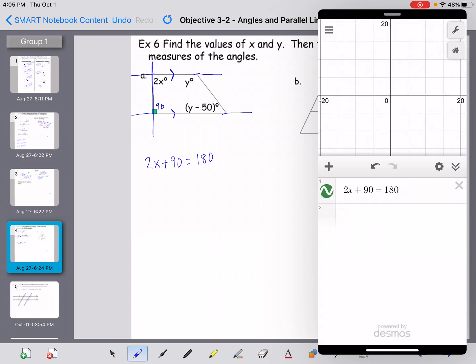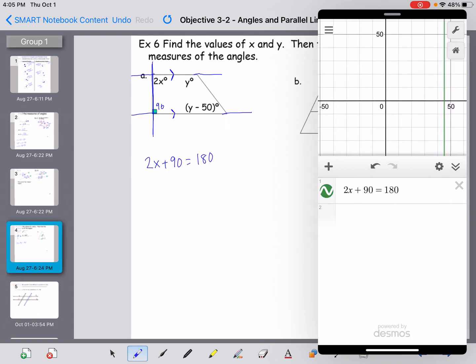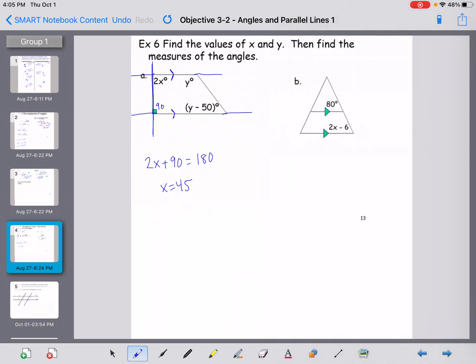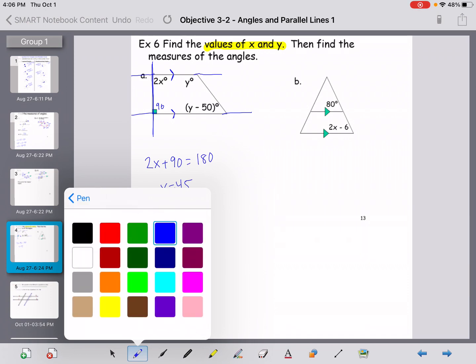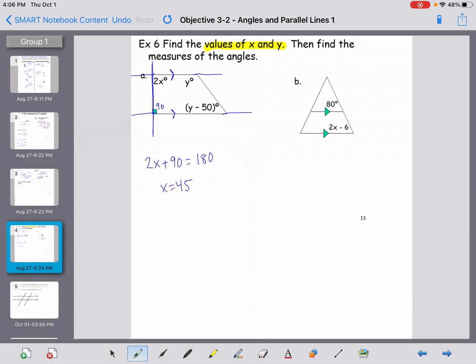So let's find what x is. X is 45. Is that what I needed to find? Yes, find the values of x and y. So I'm going to change colors here. I'm going to go to a dark green, and we're going to look at the y. So I have the same kinds of angles.